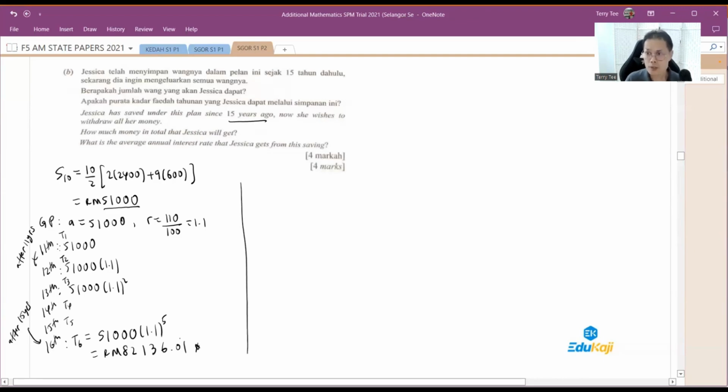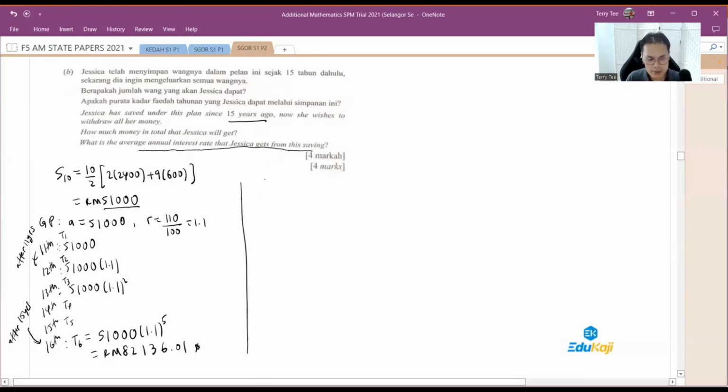So that's the amount that she's getting. But if you look at the solution, the marking scheme, they actually use T5. It's supposed to be T6. Anyway, now what is the average annual interest rate that she gets from the savings? This is the difficult question to actually solve, because the marking scheme is based on taking the total amount and dividing by 15. So I'll show you the standard way.